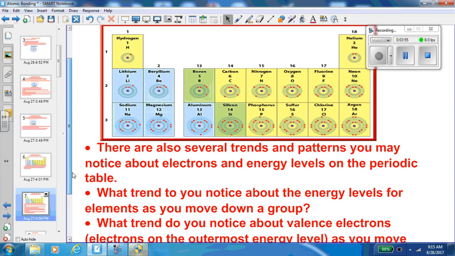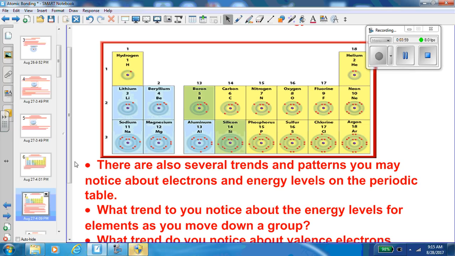It says, what trend do you notice about the energy levels for elements as you move down a group? Well, we know that a group on the periodic table is the same thing as a column. So let's look at hydrogen, lithium, and sodium. You will notice that as you move down a group, the number of energy levels is starting to increase. Hydrogen only has 1, lithium has 2, sodium has 3, and then if we were to go further down, we would see the increase in these energy levels as you move down a group.